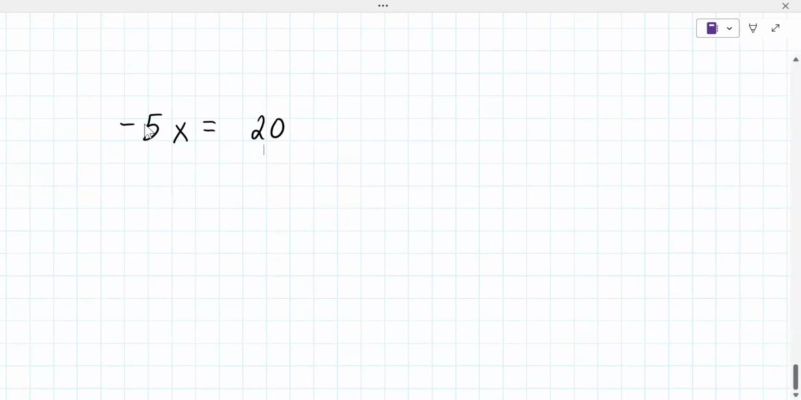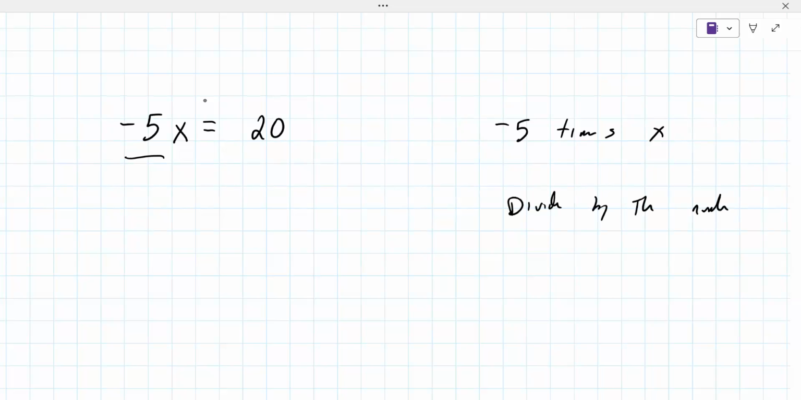Even though there's a subtraction there, it's really negative 5 times x. So you undo multiplication with division. So you divide both sides by the number in front of x. So you always divide by the number in front of x.